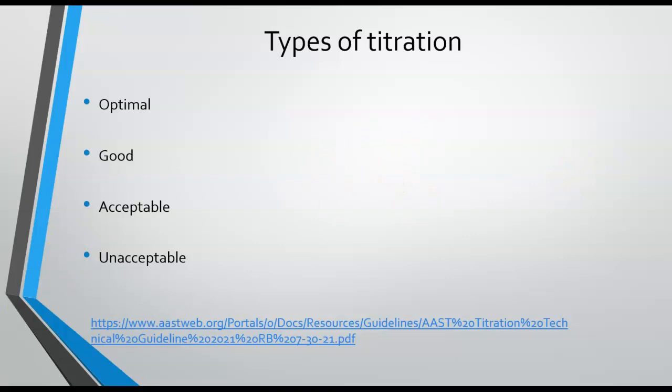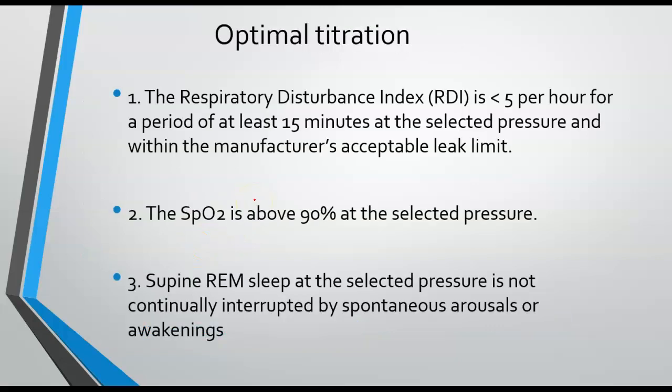So, based on the titration done and the success of the titration, it has been classified into four. What is an optimal titration, a good titration, or an acceptable or unacceptable titration? An optimal titration is when the respiratory disturbance index (RDI) is less than 5 per hour for a period of at least 15 minutes at the selected pressure and within the manufacturer's acceptable leak limit.